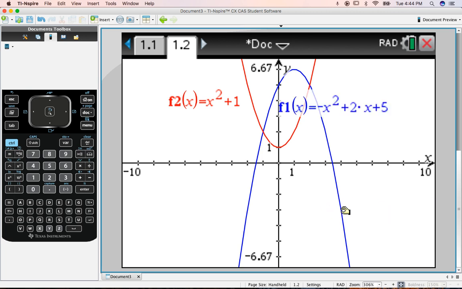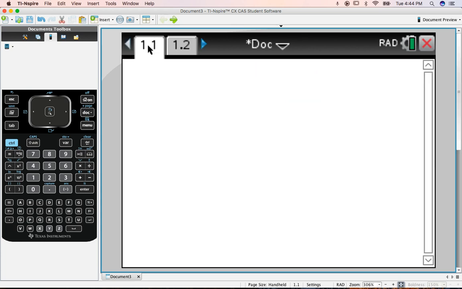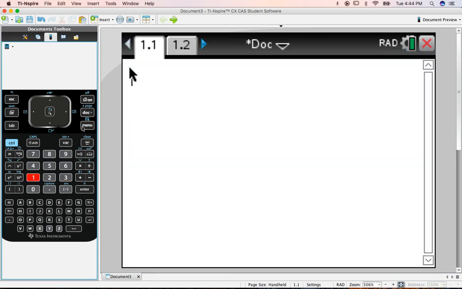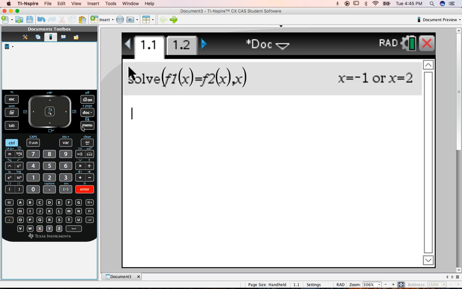And I'm going to do that on the original document here to find when those are equal to one another. Okay, so I'll say menu 3.1. And I'm going to say, when was the first function equal to the second function? Because I've already used my graphing feature, I'm going to go ahead and put f1 of x. That's my blue function. When is it equal to f2 of x? That was my red function, my x squared plus 1. Okay, and I'm going to say comma x. In other words, solve for those x's.